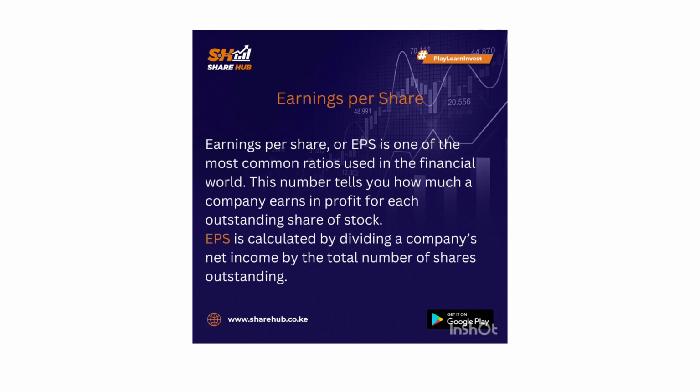We look at the three key ratios that you should consider as an investor, and the first one is EPS. EPS is one of the most common ratios used in the financial world. This number tells you how much a company earns in profit for each outstanding share of the stock. EPS is calculated by dividing a company's net income by the total number of shares outstanding.